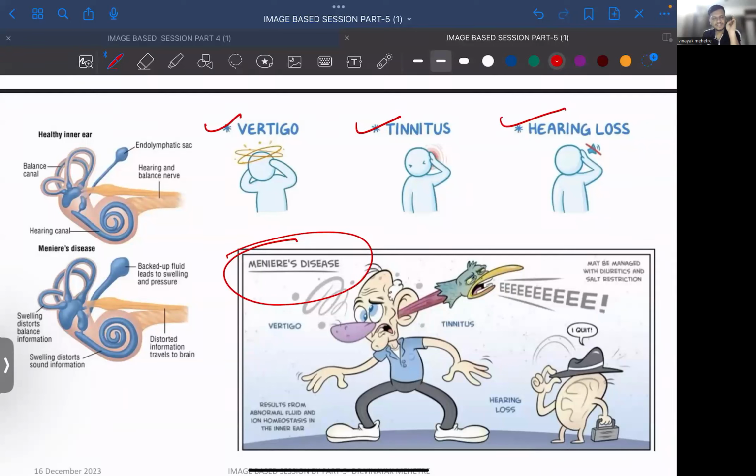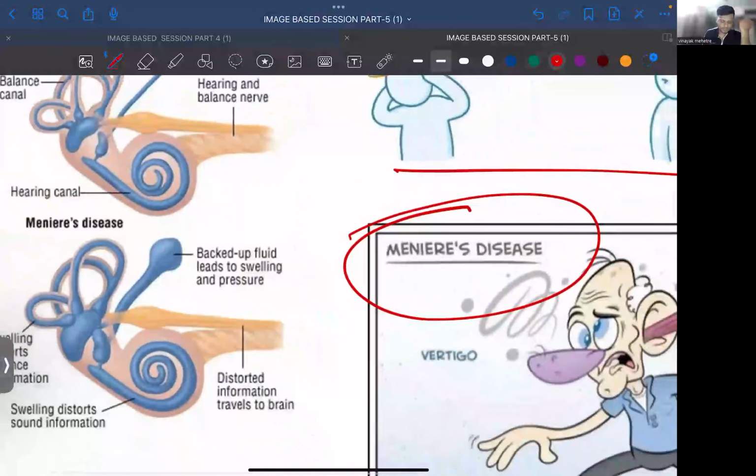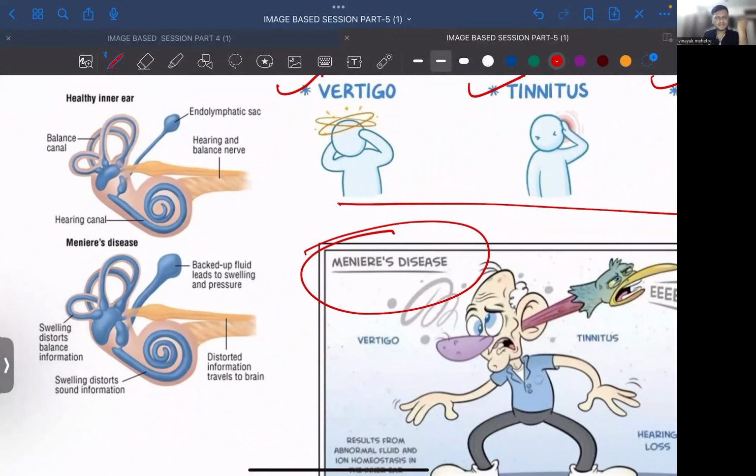The answer is always going to stay as Meniere's disease. Actually, this is the classical triad of Meniere's disease. What is Meniere's disease? Some part of the inner ear drains in the endolymphatic sac. In Meniere's disease, this endolymphatic sac is not working. Because of this, we get Meniere's disease.